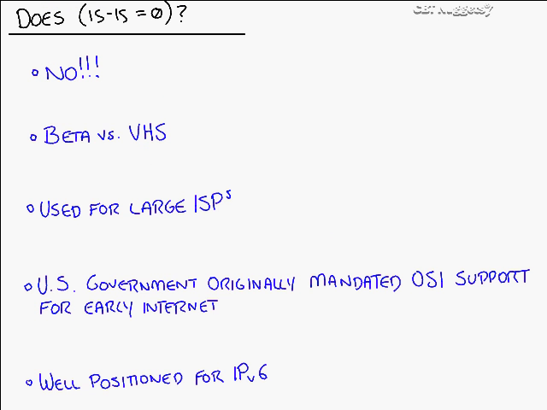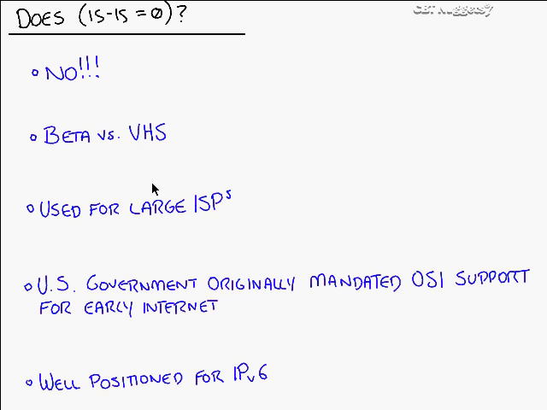So let's start off with the big question. Does IS minus IS really equal 0? Well, the flat answer to that is no. ISIS, in my opinion, is a really spectacular routing protocol. I don't think it will survive indefinitely. Like, there will never be a replacement for ISIS, but I think it will stick around for some time.